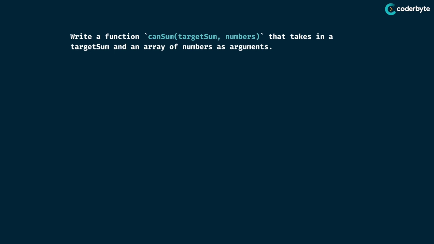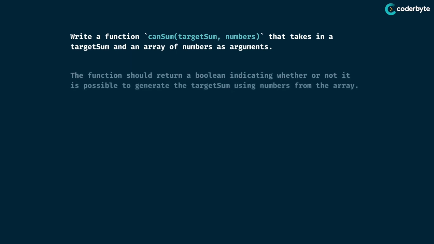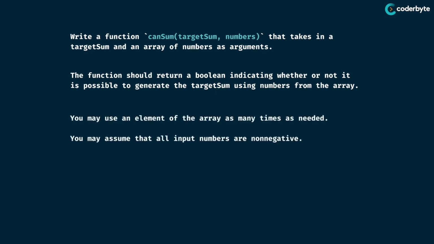What I need to do here is take in a target sum as an argument, as well as an array of numbers. My function needs to return a Boolean, so true or false, indicating whether or not it is possible to generate the target sum using some numbers from the array. Now, along with that, we have some constraints here. We can totally use an element of the array as many times as we want, and we can also assume that all input numbers, so the target sum as well as the numbers of the array, are non-negative.